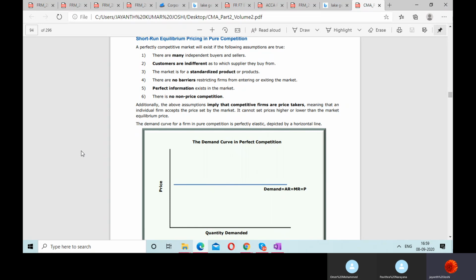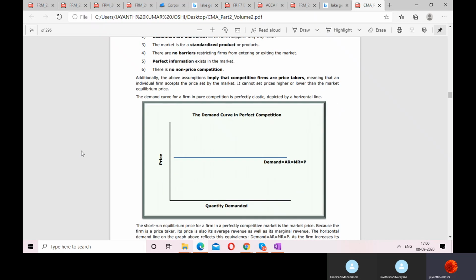Example of a perfect market: when you go and bargain, you will experience that they are not reducing the price and all are selling at one price, because they agree like that. There are no barriers restricting firms from entering or exiting the market. Anyone can enter, anyone can go. The market is for standardized products, that means only that kind of product. A vegetable market is only for vegetables. Perfect information exists in the market. There is no non-price competition. It's purely price competition.